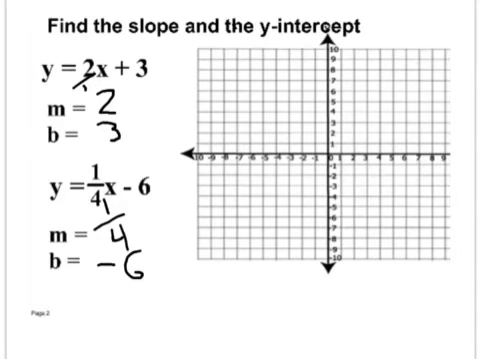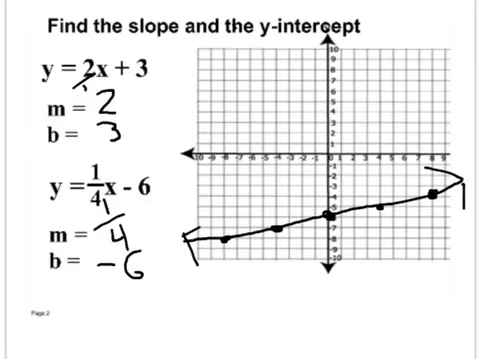So now I need to draw a dot at my y-intercept, which is at -6. Then I need to go up 1 over 4 because my slope is 1/4. So I go up 1 over 4, up 1 over 4. Now I go backwards, down 1 over 4, down 1 over 4. I have 5 dots. That's enough to draw the line. This line here is y equals 1/4 x minus 6. Any questions?